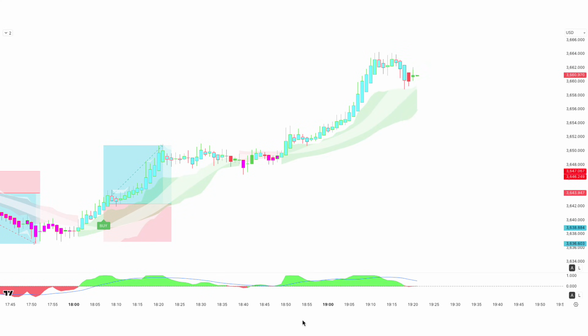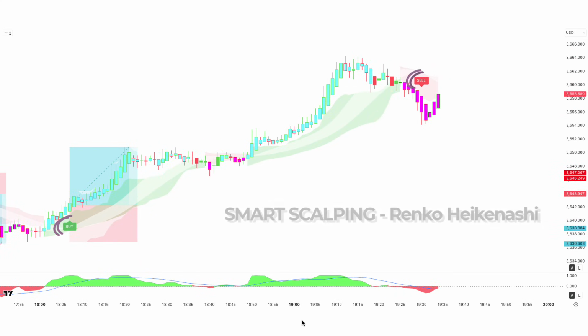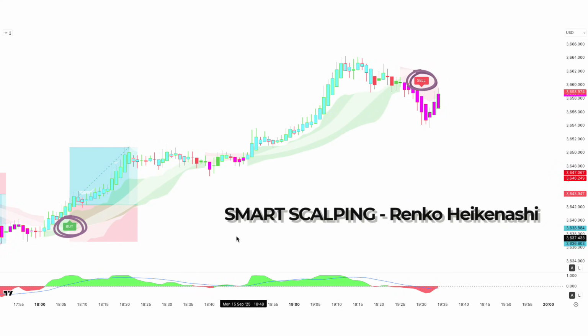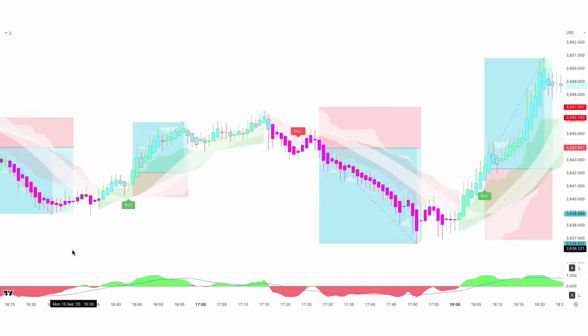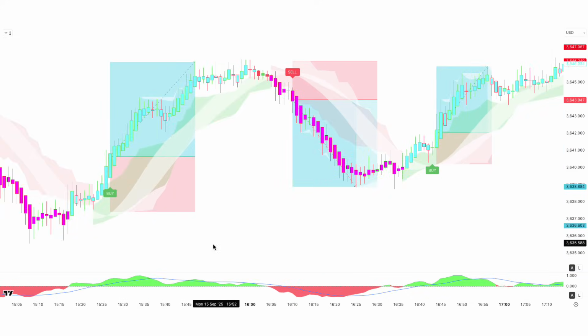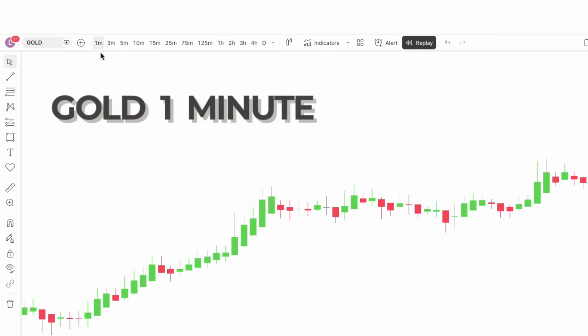First of all, let us know about trading tools. The buy and sell arrow indicator we see in the chart is called the Smart Scalping Renko Heikin-Ashi indicator. Now we tell you how we want to trade. Let's start the video. We open the gold 1-minute chart.